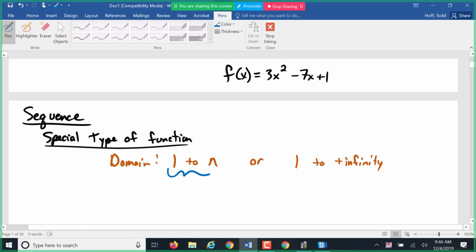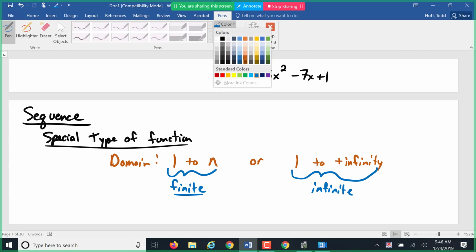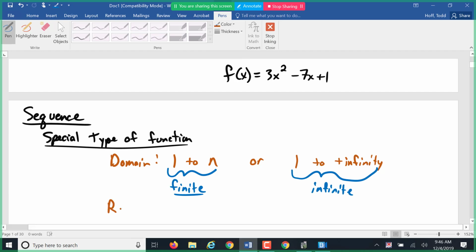So this is called a finite sequence. Finite because it has a set number of values, and this is an infinite sequence, because it keeps going on forever. It goes on infinitely. And then the range of the function is just the values of the sequence.